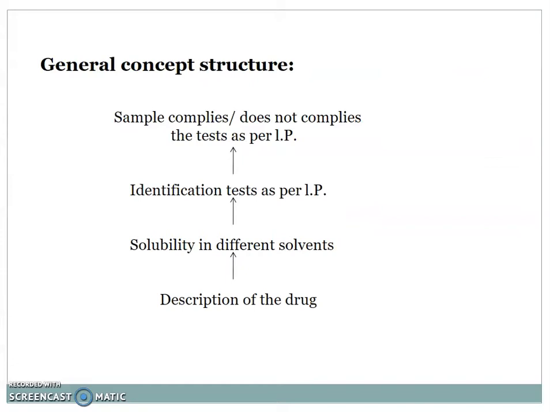General concept structure: first of all, we have to perform description that involves its nature, color, odor. Then solubility in different solvent, which involves water and other solvent. Then identification test, which are given in Indian Pharmacopoeia, and after that we know whether the compound or sample complies or does not comply the test as per IP.